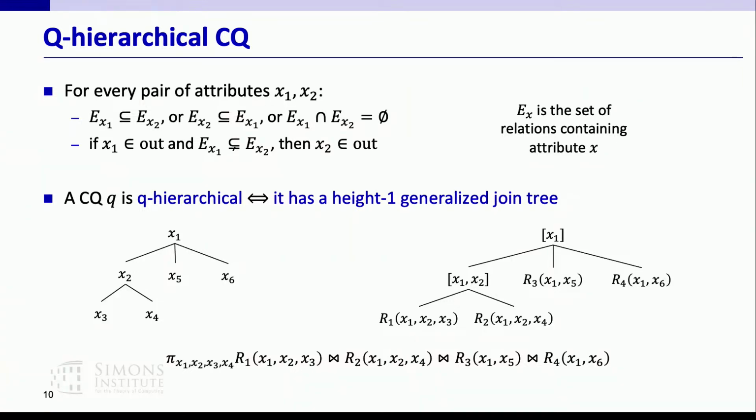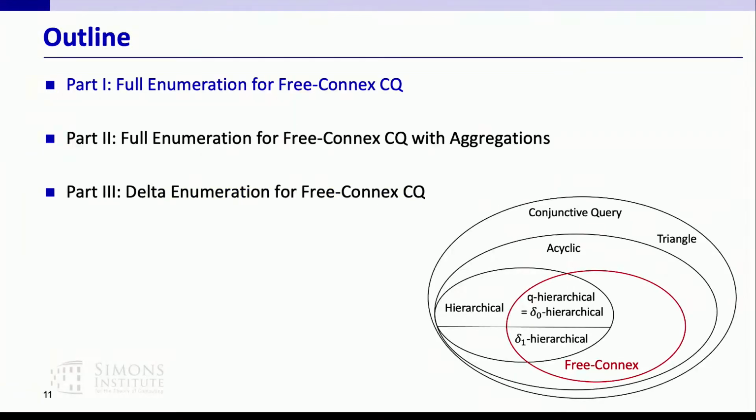How did you get that variable already? That tree? Oh yeah, so that's what we can get from the hierarchy. It means that if X3 is a subset of X2, you just add X2 as the parent of X3. Okay, so that's the background knowledge. Now we are ready to talk about enumeration for full conjunctive queries.